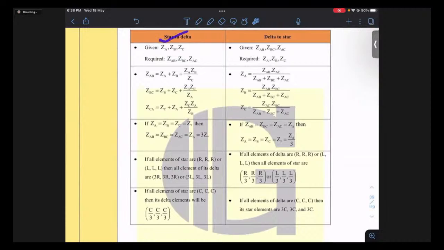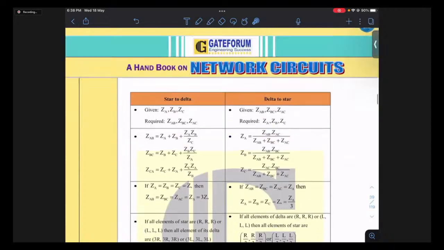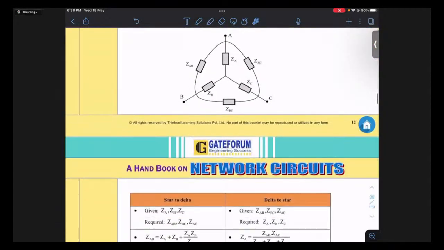So this is what star to delta is all about. Now the next thing is regarding delta to star. Delta to star means this: these three are known to you, the delta, and you need the star.